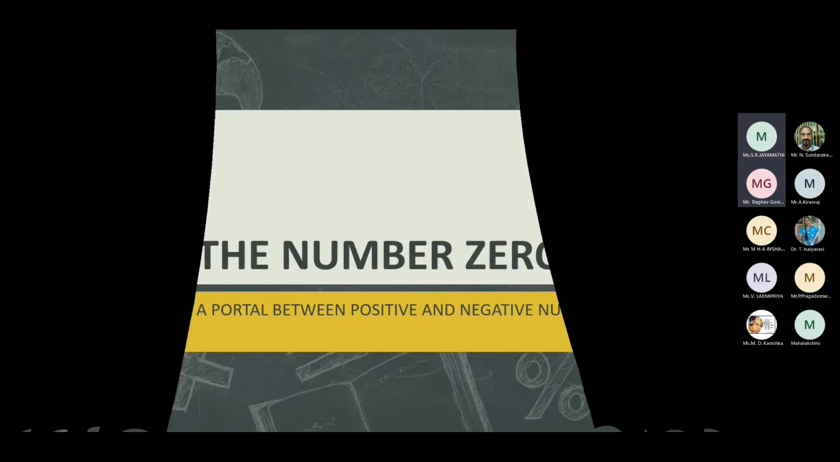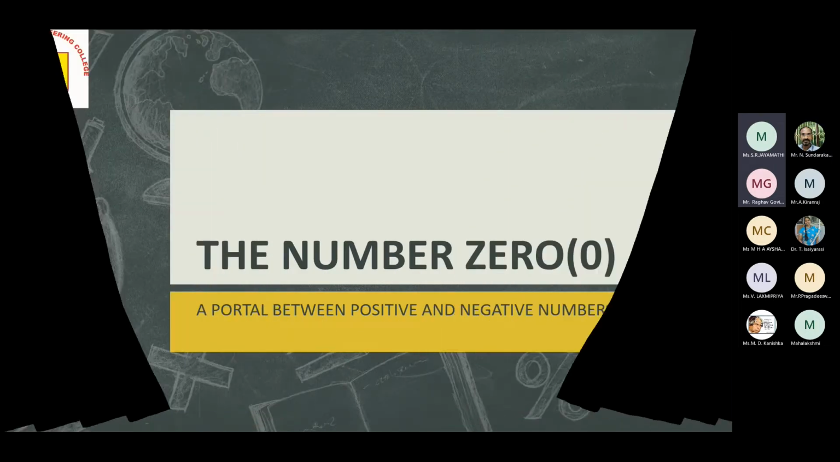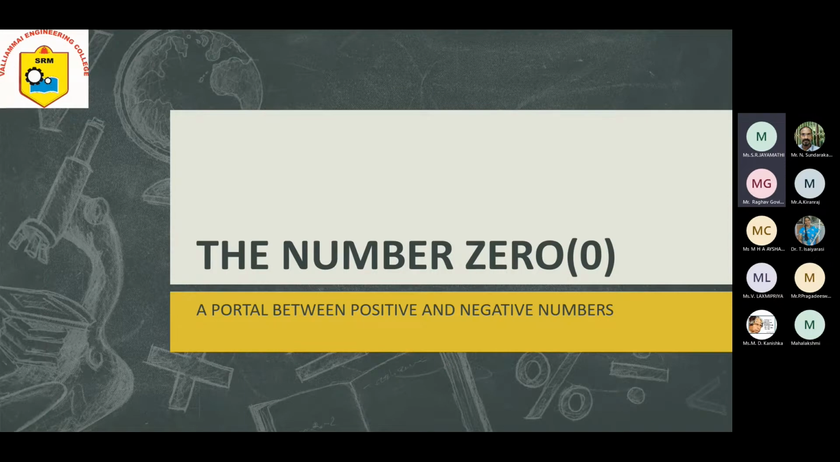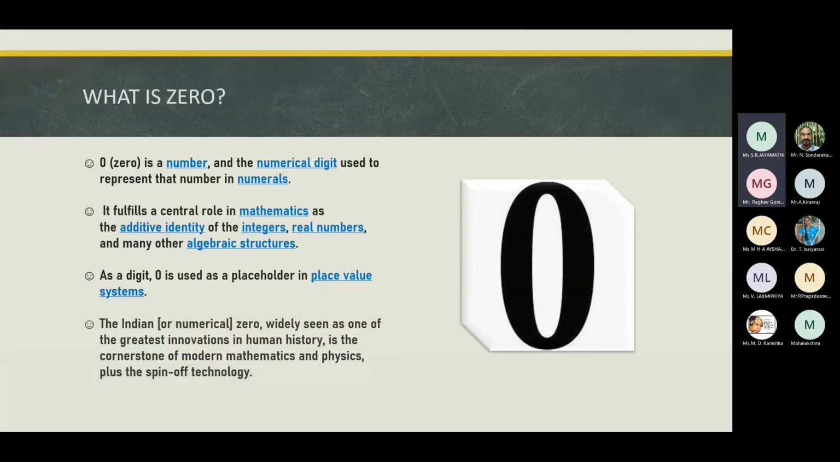Good afternoon to one and all present here. I myself, S.R. Jayamati, and my friend Kanishka are going to present about the topic, the number 0. The number 0 is a portal between positive and negative numbers. We chose this topic because it's a unique topic, and without the number 0, no field of science can further proceed with their discoveries. Let us know about what a 0 is.